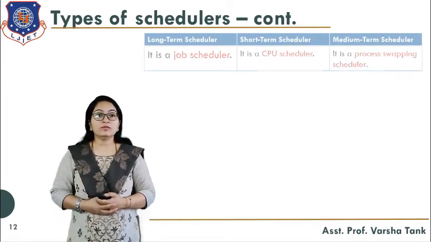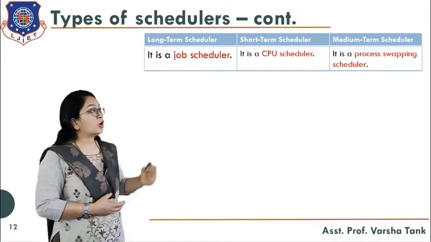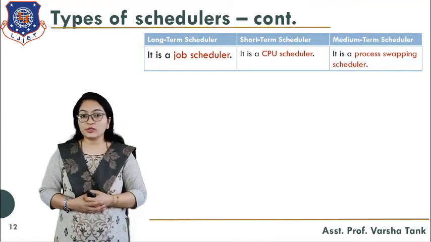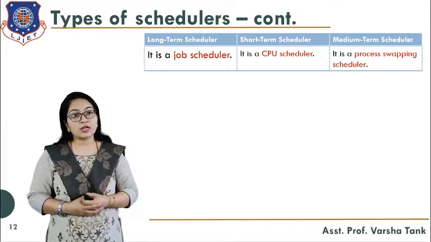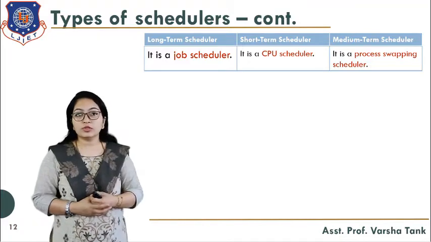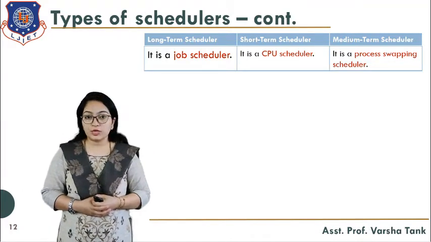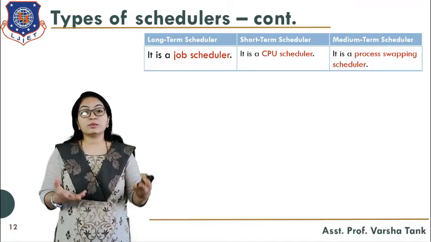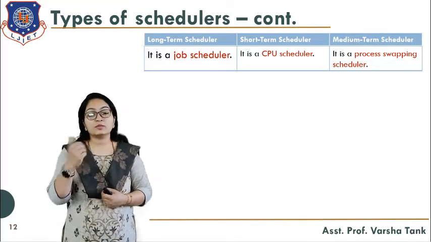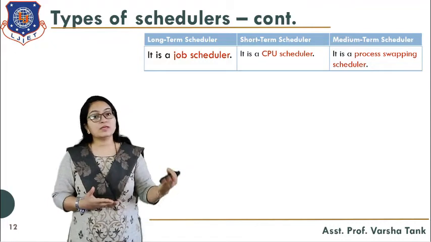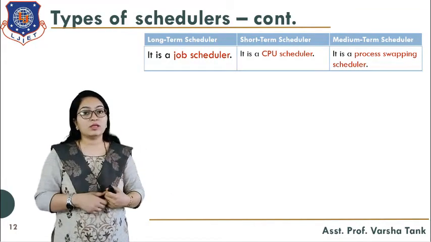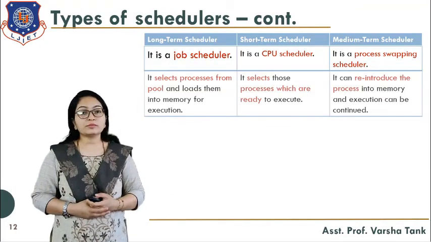So first of all, three types of scheduler. The long term scheduler is a job scheduler. Then the short term scheduler is a CPU scheduler. And the medium term scheduler is a process swapping scheduler. So it may be asked to explain the job scheduler, then you have to explain the long term scheduler. Same way, for the CPU scheduler, you have to explain the short term scheduler.